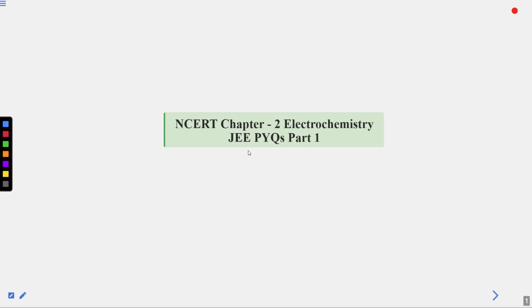Hello everyone. Today we are going to see some previous year questions which have been there in the JEE examinations in the previous years. Hope you are very well. So let's start the NCERT chapter 2 Electrochemistry JEE PYQs part 1.